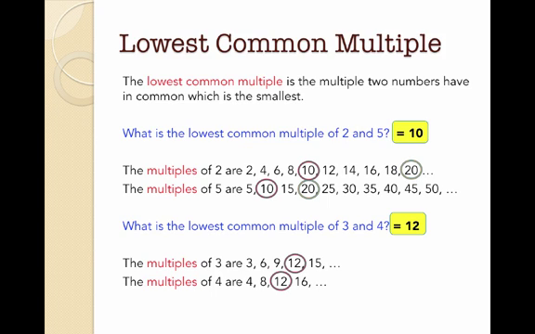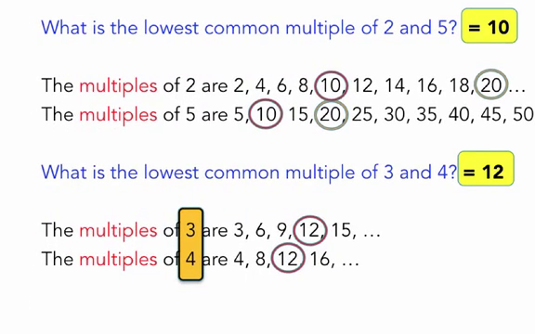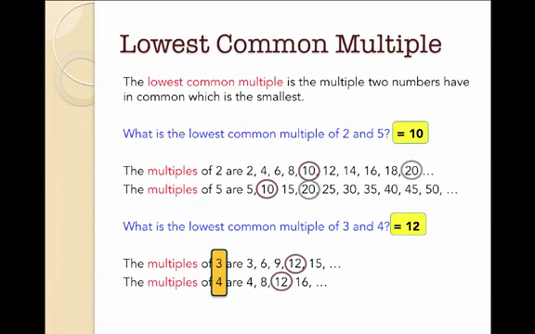Now, one tip that I can give you for this: if you look at 2 and 5, if you multiply those two numbers together, you'll get 10. That happens to be the lowest common multiple in this case. If you multiply 3 and 4 together, you'll get 12, which also happens to be the lowest common multiple. Now, this is not a hard and fast rule. If you multiply the two numbers you're trying to find the lowest common multiple of, you will get a common multiple. It may not be the lowest, but it's a good place to start.